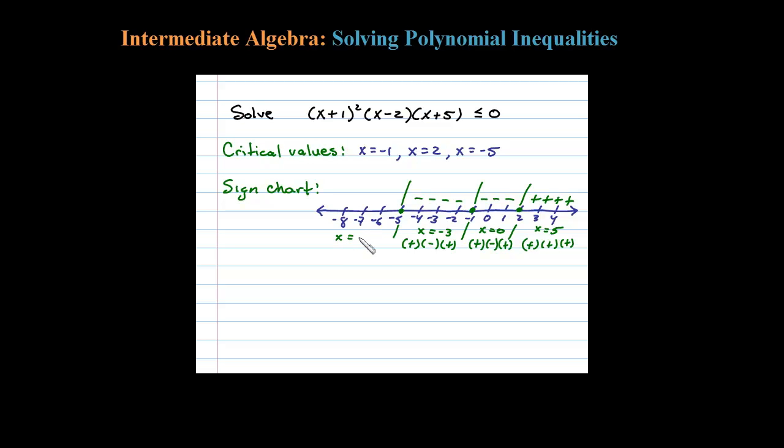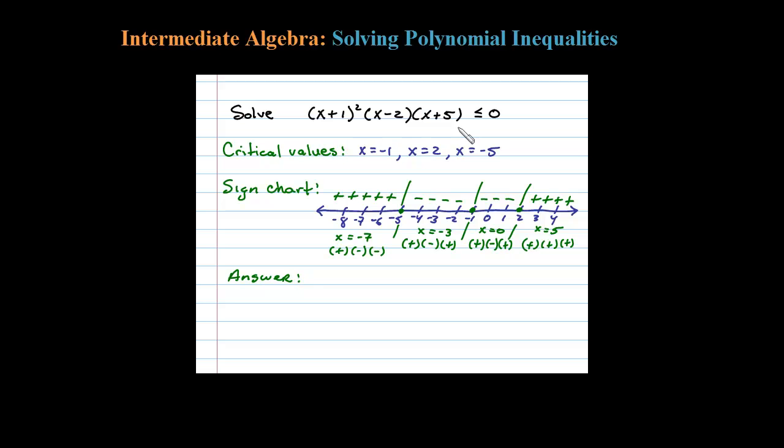Let's choose a test value, say -7 here. Squared is positive. -7 minus 2 is negative. And -7 plus 5 is negative. Okay, 2 negatives when we multiply is positive, so the result there is positive. Okay, so here's the sign chart. Now let's use that to answer the question.